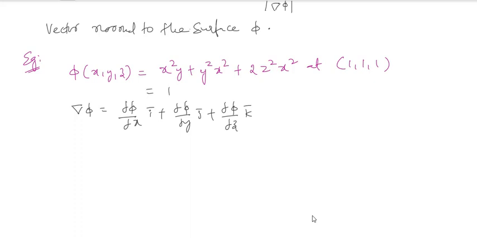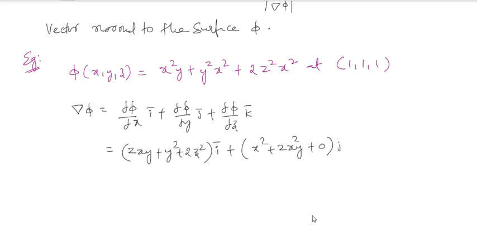So how you people will calculate this one? First let me calculate del phi. Then later on you will substitute the values. Dou phi by dou x is generally 2xy plus y square plus 2z square into i bar, plus dou phi by dou y. Dou phi by dou y is x square plus 2xy, plus 0, into j bar. Am I right or not?